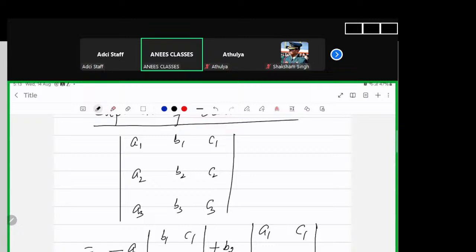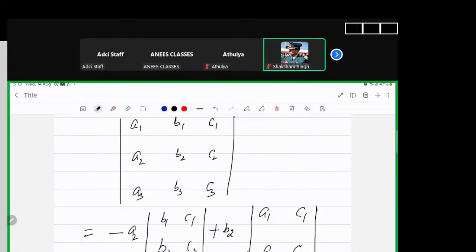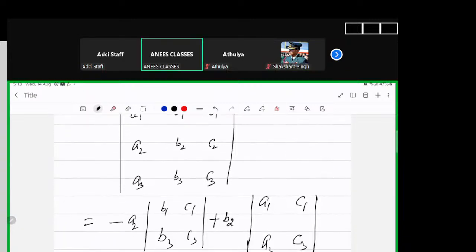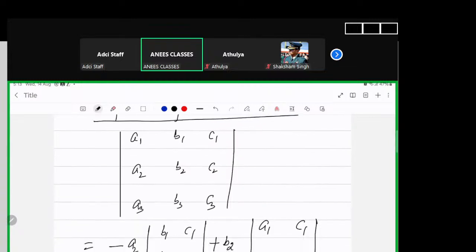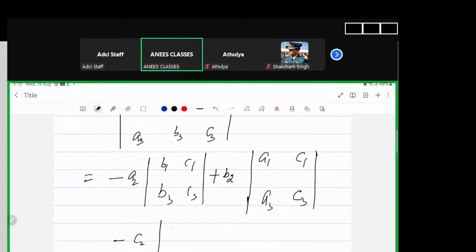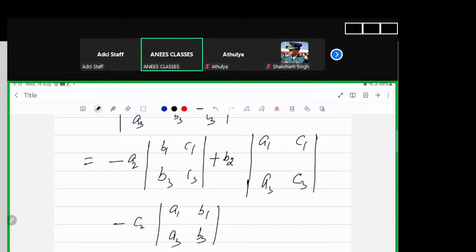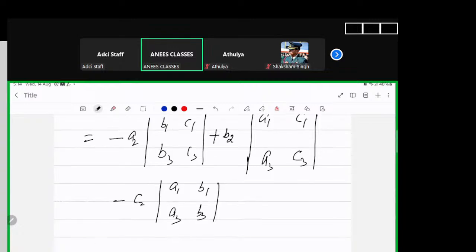Understood? Tell me. Yes, sir. Understood. Then for C2, the signs are minus, plus, then minus. So minus C2 determinant. Along C2 you will delete the row and column. You will get A1, B1 and A3, B3. Now you will expand, finally minus A2.